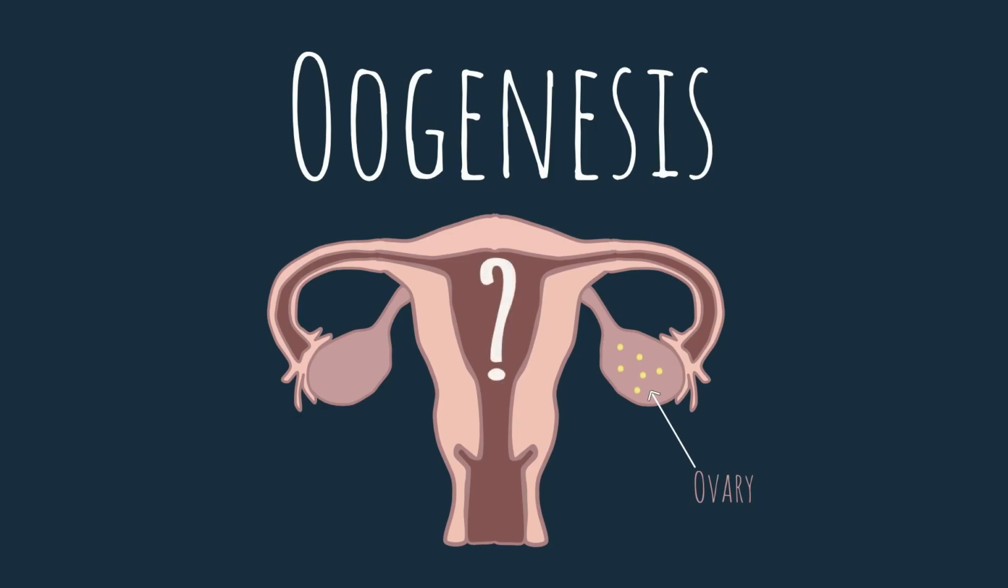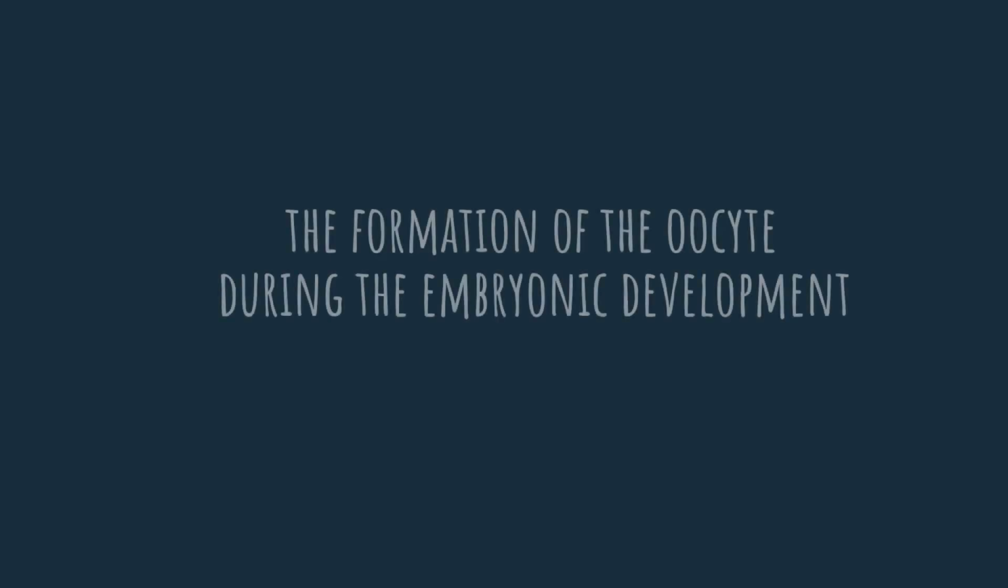But when in the female's life do the oocytes begin to develop? This might come as a bit of a surprise because there's this common belief that the oocytes are formed in puberty. But this is not the case. The development of the oocytes begins years and years before puberty, during the embryonic development. And this is exactly what we want to dedicate this lesson to: to see how the oocytes are formed in the very early stages of embryonic development.